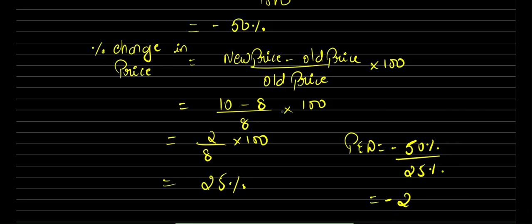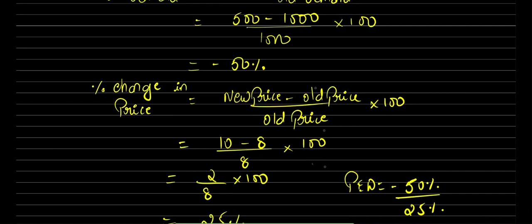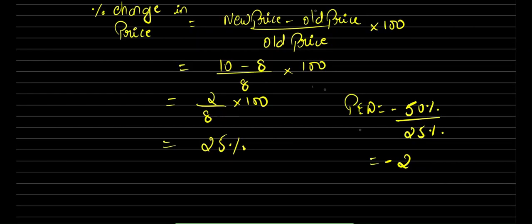So here if you all can see, PED would be greater than 1 because your price increased by 25% and demand fell by 50%. So what's the formula for price elasticity of demand? That is percentage change in demand, that is 50%, divided by percentage change in price. So 50% divided by 25% would be 2. Percentage gets cut and PED would be actually -2.